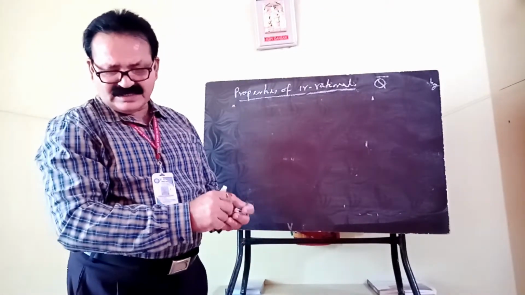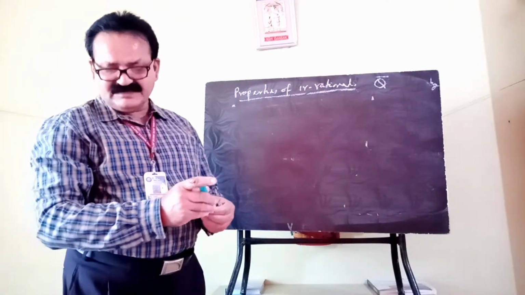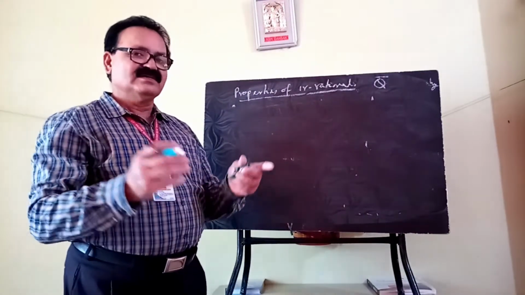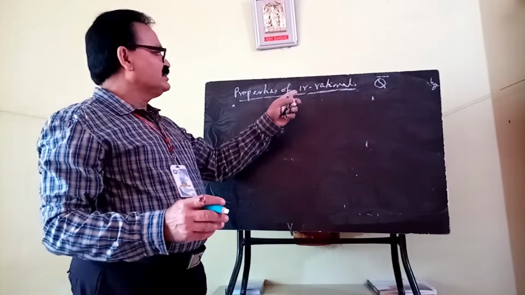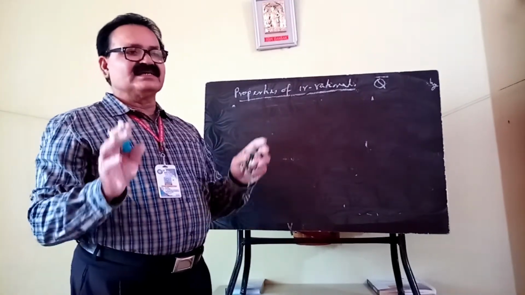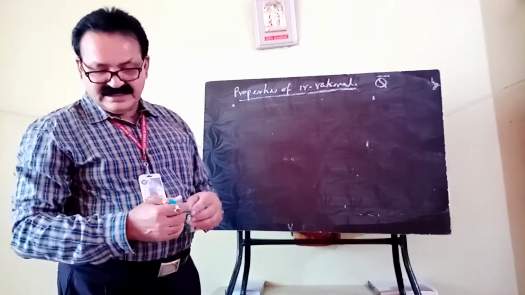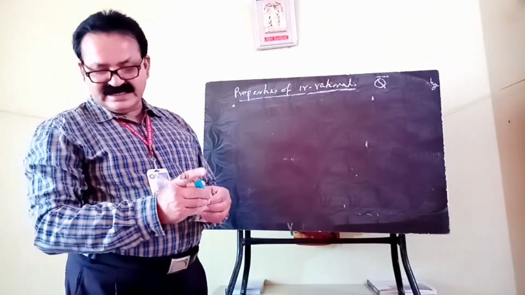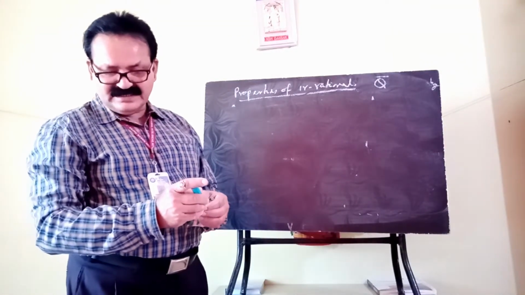Similarly, irrational numbers are also associative under addition and multiplication, as we had already seen in the case of rational numbers, that rational numbers are associative under addition and multiplication.